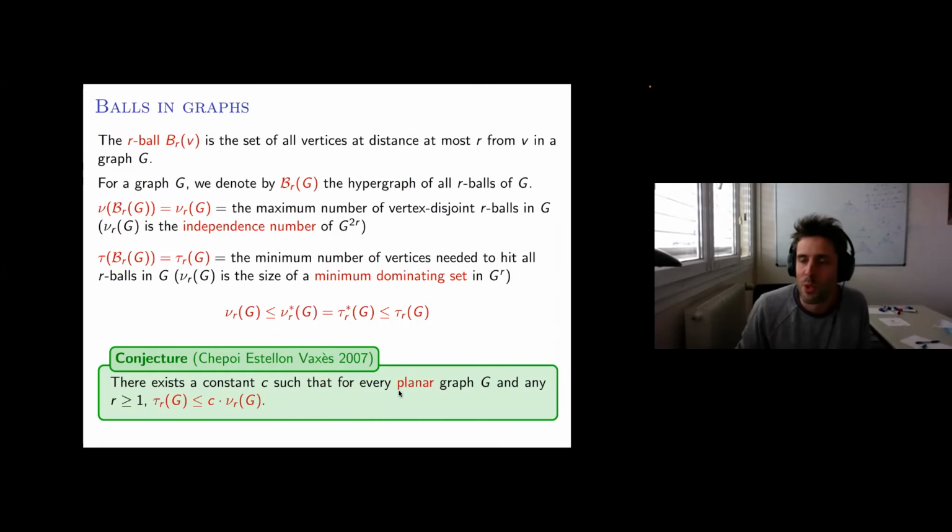Planar graphs are a bit more complicated than the Euclidean plane. The right analogy would be that the plane is the same as a grid in the metric sense. But planar graphs can be much more wild, and it's not clear that this conjecture should be true. But this was one of the motivations. All right, so what's known about this conjecture?